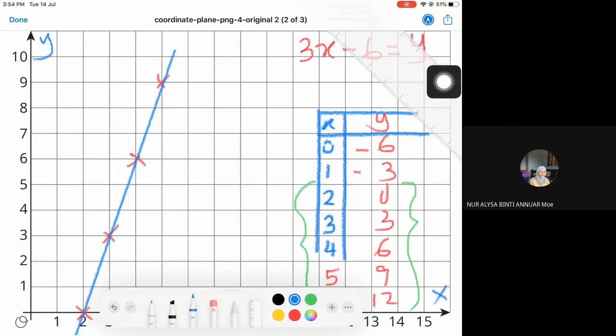Okay, and then you can label this graph. Tulis dekat dengan garisan tu. Y equals to 3x minus 6. Boleh kelas? Boleh.